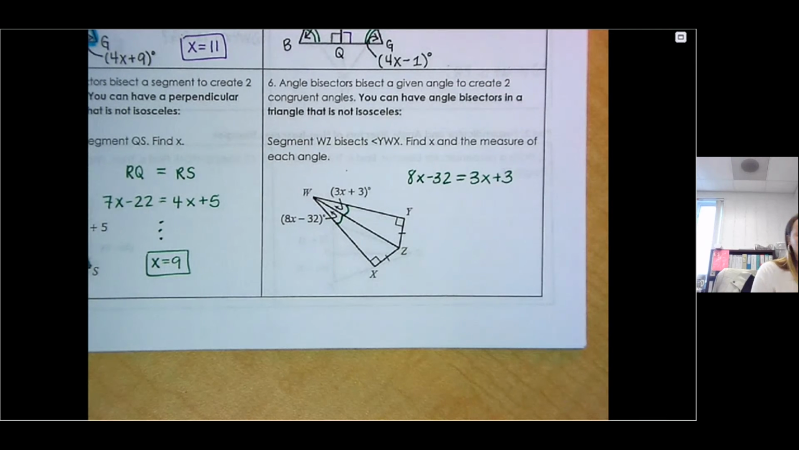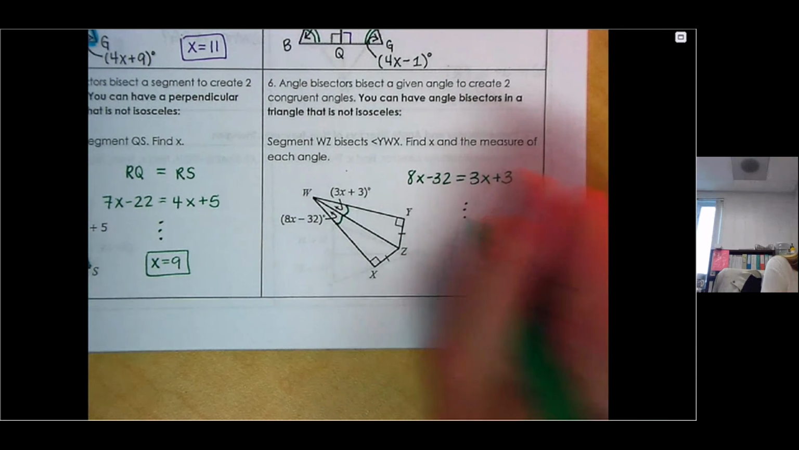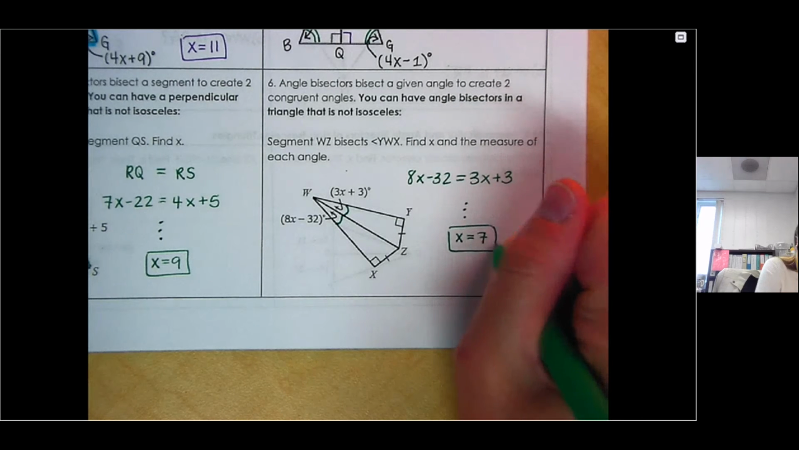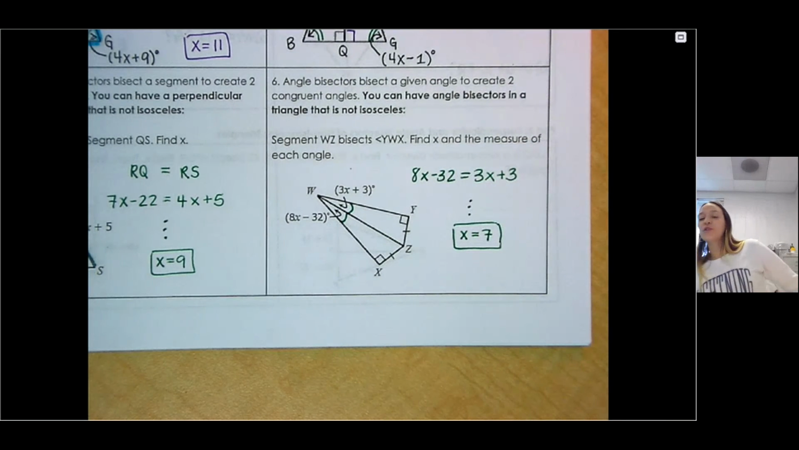And again, I'm not going to do the math, but you get 7. So the idea is if they are in the same location, if they are congruent, we just set the 2 equations equal to each other.